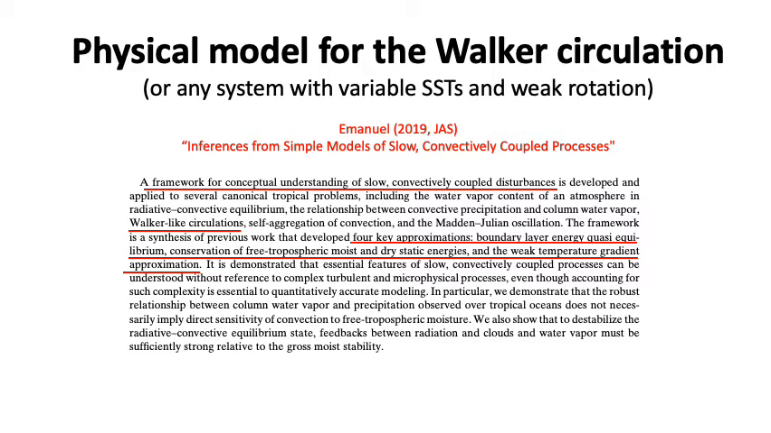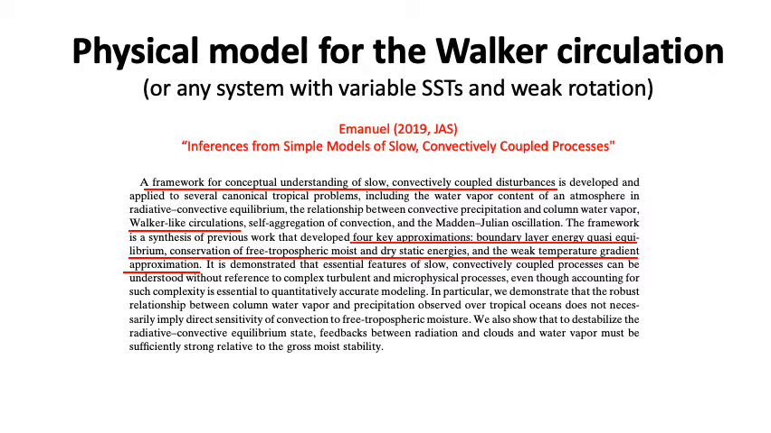And so this work is going to come from a recent paper by Kerry Emanuel last year in JAS called Inferences from Simple Models of Slow Convectively Coupled Processes. This is an extensive and very deep paper that synthesizes a lot of understanding of different topics within tropical atmospheric dynamics, and it's pretty remarkable. I'm just going to touch on a couple of key points here.